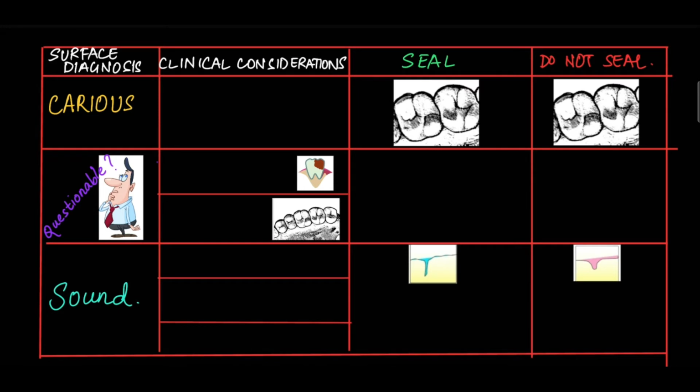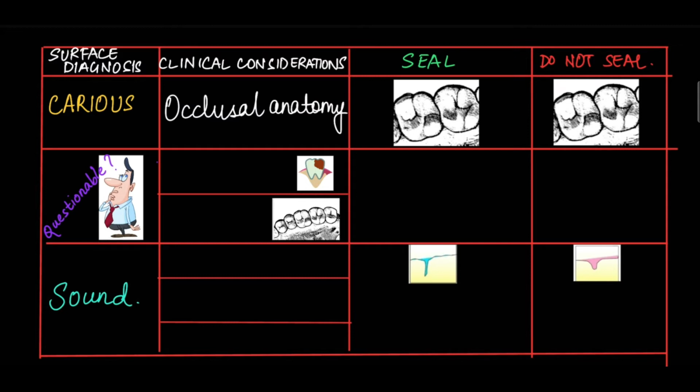When you look at a tooth clinically, you might find it carious. It could also be questionable whether it is caries or not, or you could find it clinically sound. So this comes under your surface diagnosis. That is, the tooth could either be carious, questionable, or sound. Now, depending on these three criteria, there are some cases where you should seal the tooth and where you should not seal the tooth. If the tooth is carious, then you look at the occlusal anatomy.